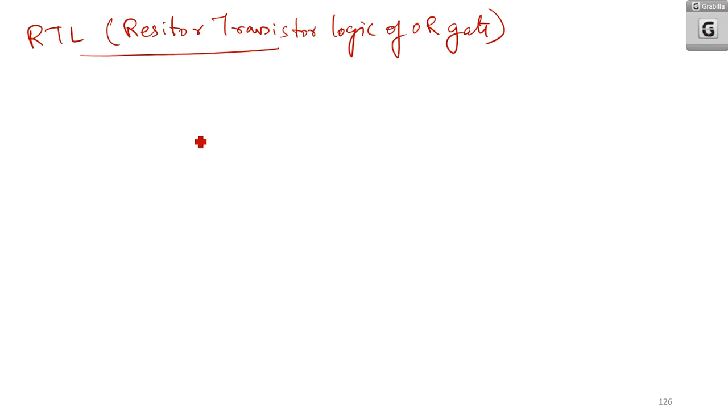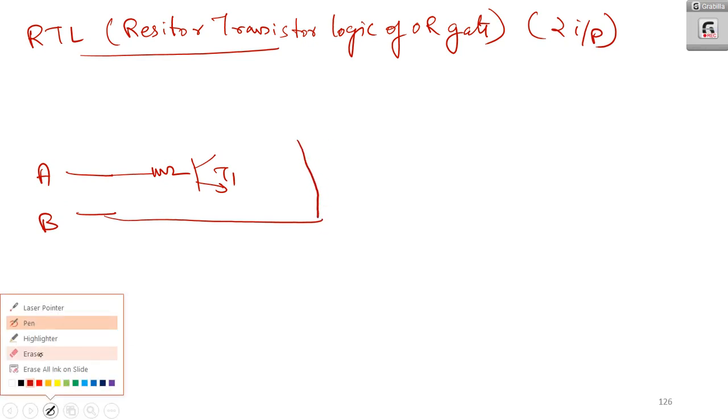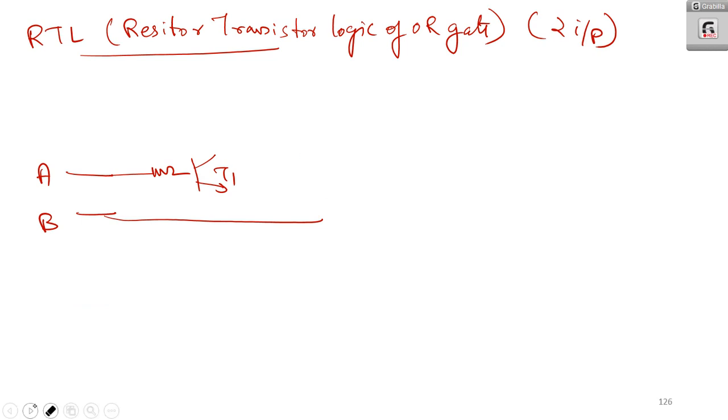Okay. So I am going for a two-input OR gate. I have A and B as inputs. A is given to the transistor T1, and B is given to another transistor, transistor T2.